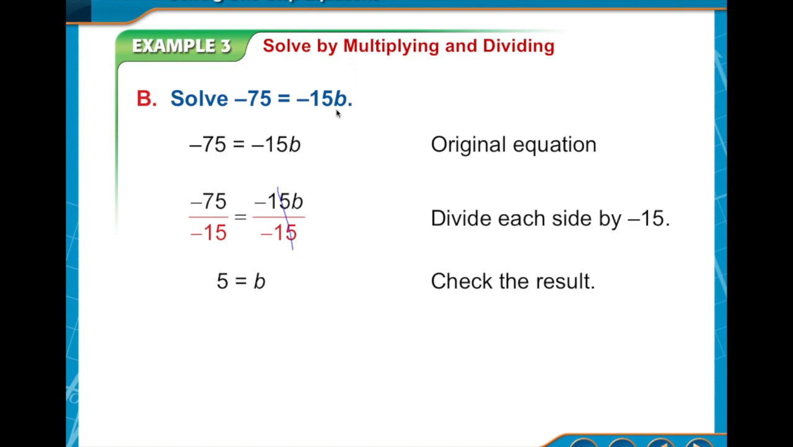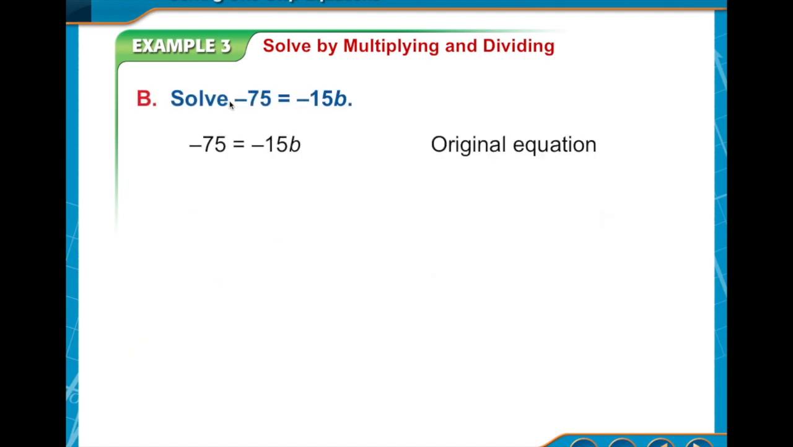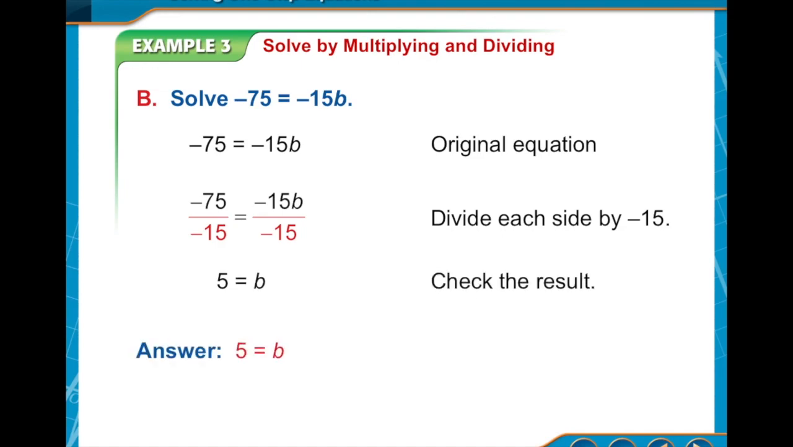Now you can go back and plug in to check. So is 5 times negative 15 negative 75? And it is. So our answer for 3b, b is 5. That is the only value that will work for our variable to make this equation true. One step.